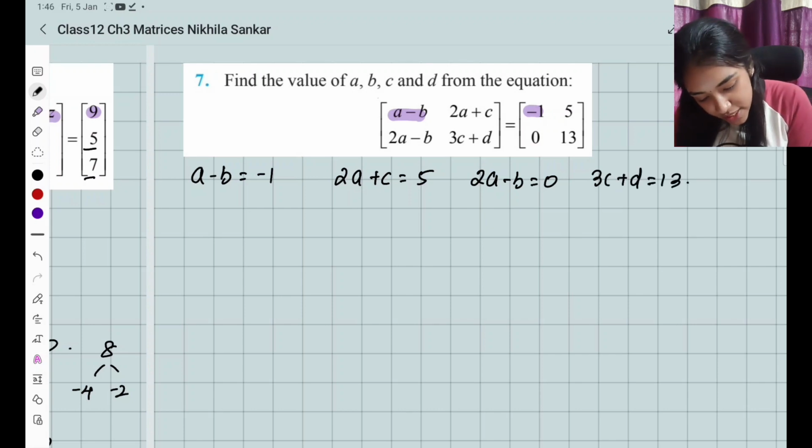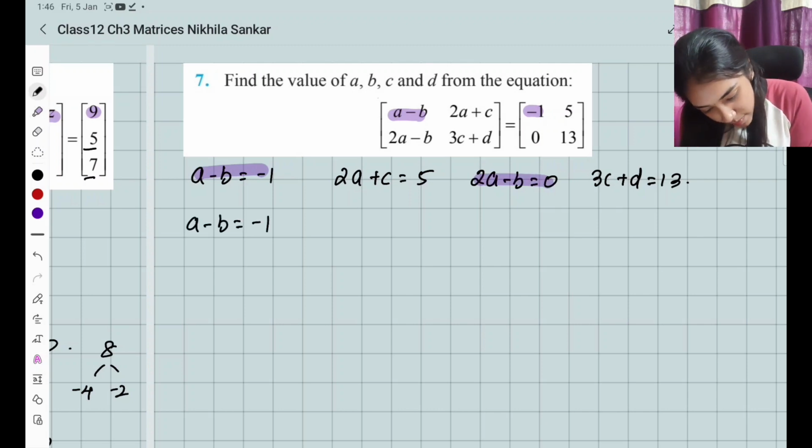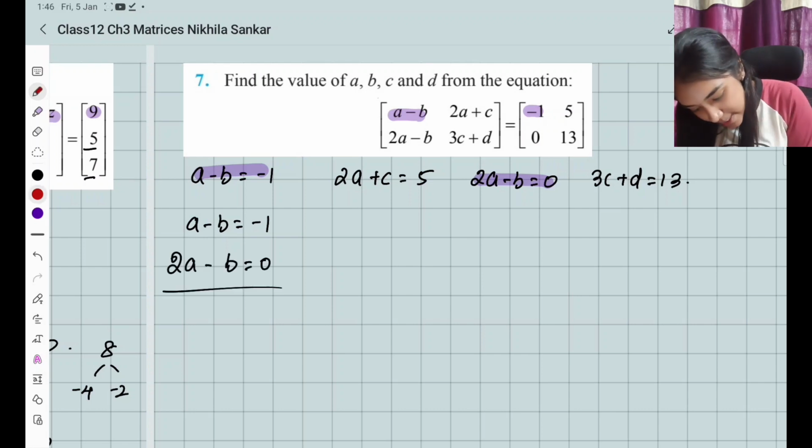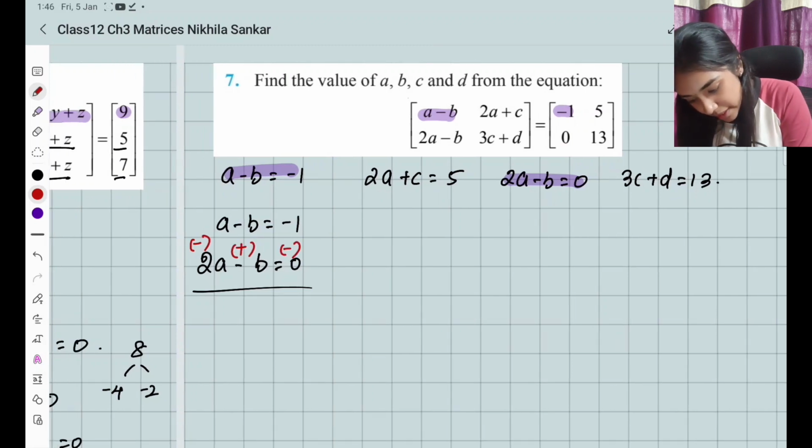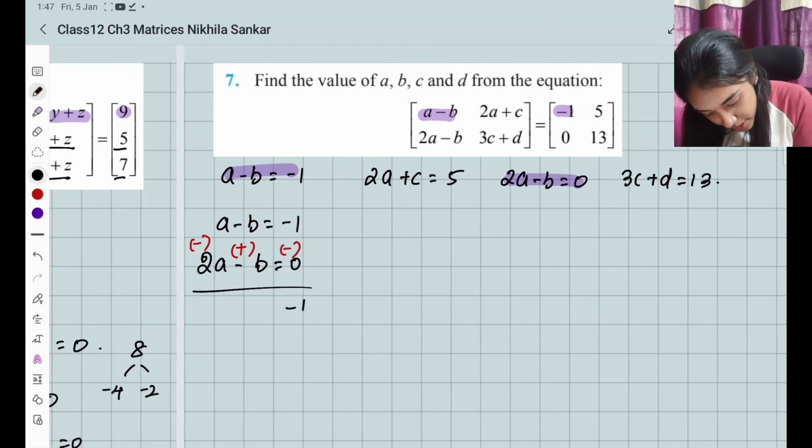Okay. So from these two equations, I can find out the values of a and b by elimination. Correct? So I have a minus b equals minus 1, and 2a minus b equals 0. And I subtract the two. This becomes a minus, this becomes a plus, and this becomes a minus. So the answer in our case is going to be minus 1.